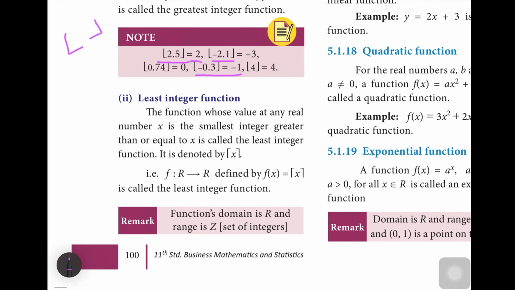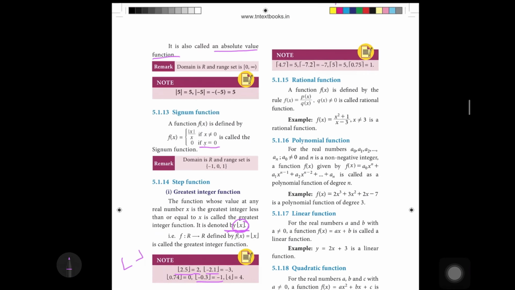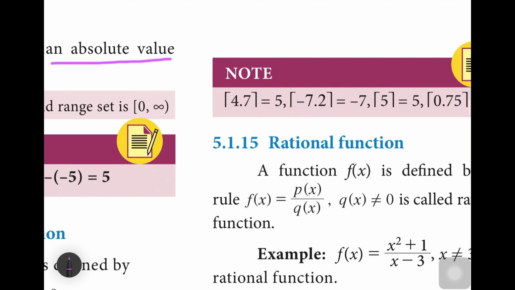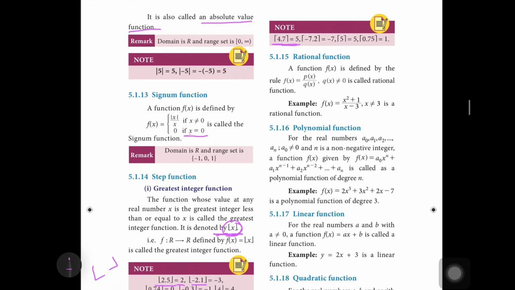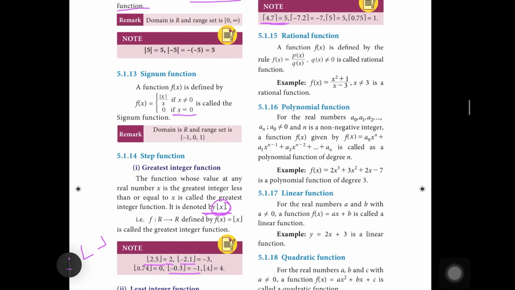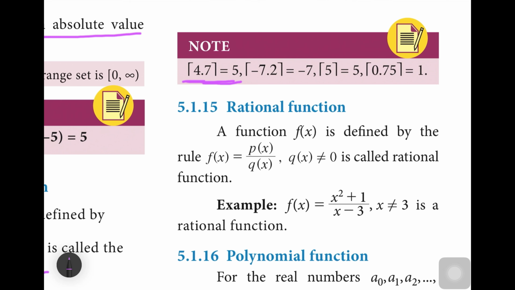least integer function. The symbol for least integer function is the ceil function. We will call this function as ceil function also. Similarly, for the ceil function, that is least integer function, 4.7 inside the least integer function will give its upper value. For greatest integer function, it will give lower value and the least integer function will give the upper value. Minus 7.2 it is minus 7, 0.75 it is 1.